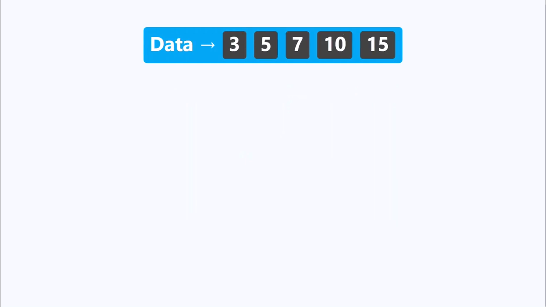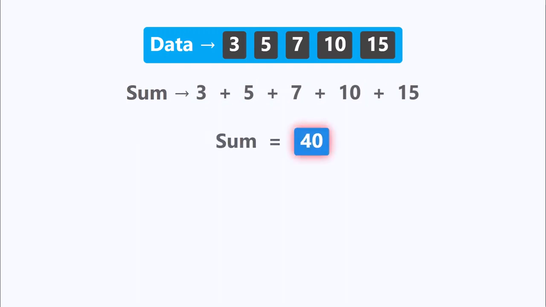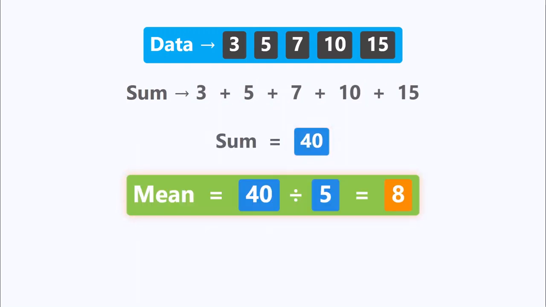Here is our next data set: 3, 5, 7, 10, and 15. First, we create the big pile by adding all numbers together. The total big pile is 40. Now we divide 40 by 5, because there are 5 numbers. So the equal share value for this data set is 8.